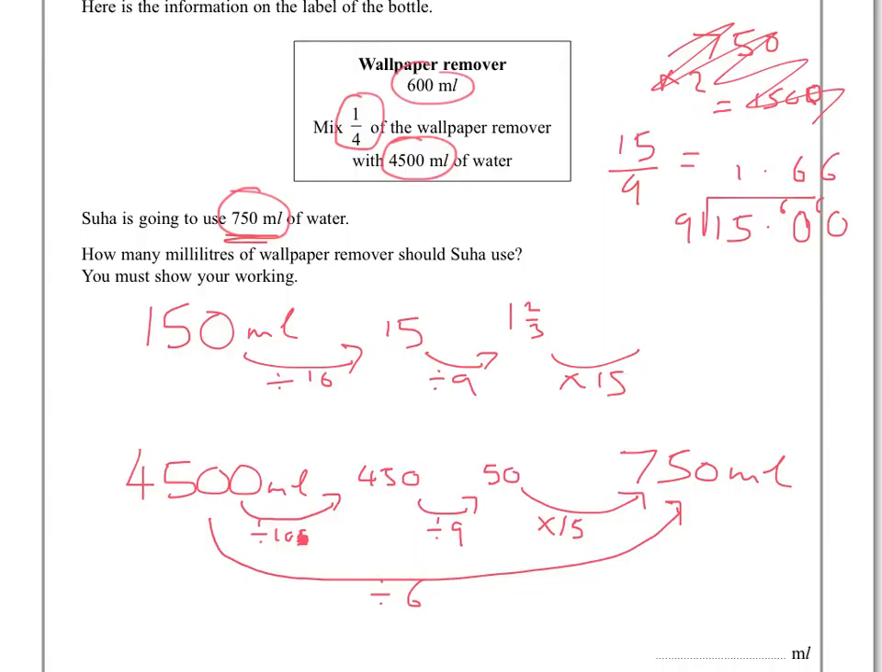Well, 1 times 15 is 15. 2/3 times 15 is 10. So we're going to get an answer of 25 millilitres. If we had a calculator, that would be a nice easy question. Without a calculator, there's some nasty numbers to try and deal with there.